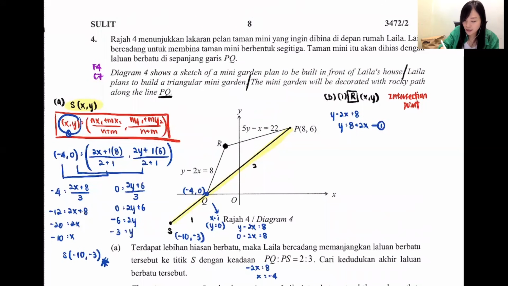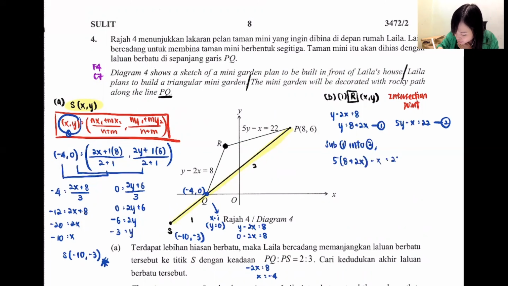How about the other one? The other one is this one: isn't it 5y minus x equals 22? Okay, I think this will be a perfect equation 2. I got equation 1, I got equation 2, then all I need to do is sub 1 into 2. So if I sub into the y, isn't it 5(8 plus 2x) minus x equals 22.